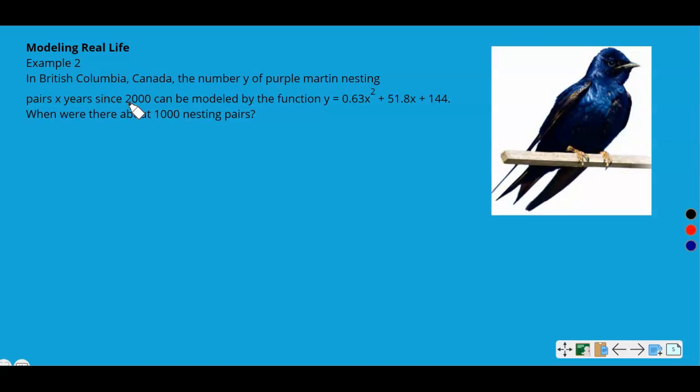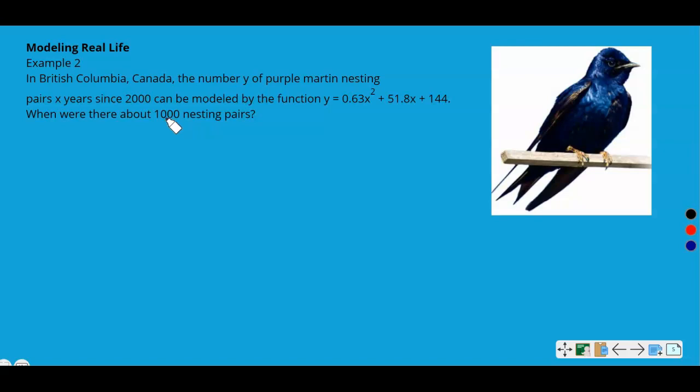Also, we need to know that we're looking for when were there about 1,000 nesting pairs. So that means we need to use the model to determine when there were 1,000 nestings. So basically we have to solve the quadratic equation for x when y equals 1,000. All right, so go ahead and set up the equation.